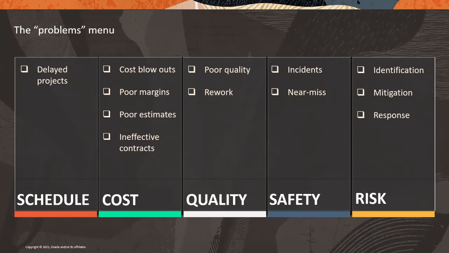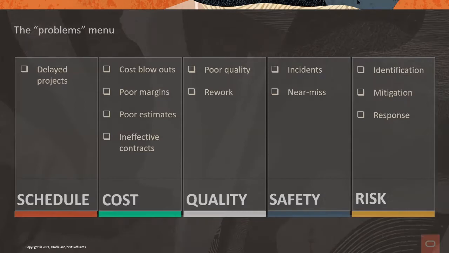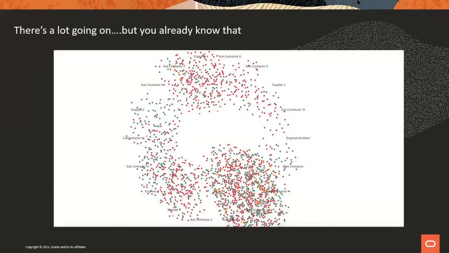And in general, risk management: identification, mitigation, and response. And you look at this and you go, these are things that literally most capital projects around the world care about, right? And yet they are hard because this is what happens inside a project. So what we did was we said, for a 3-month period, let's see what happens within a project.